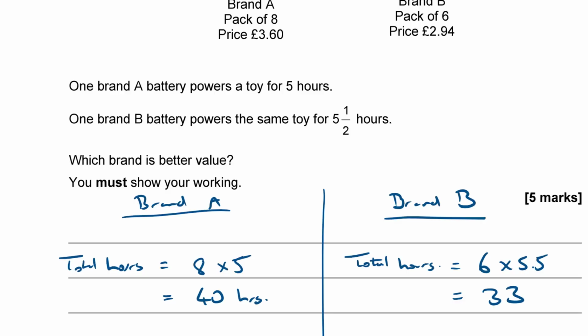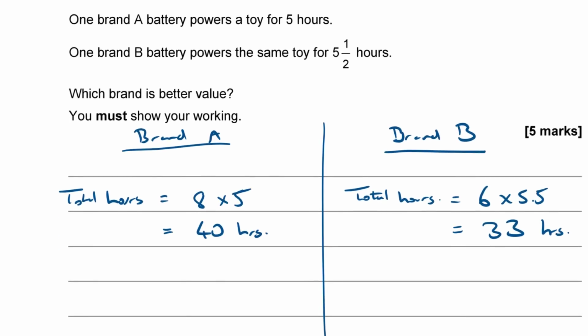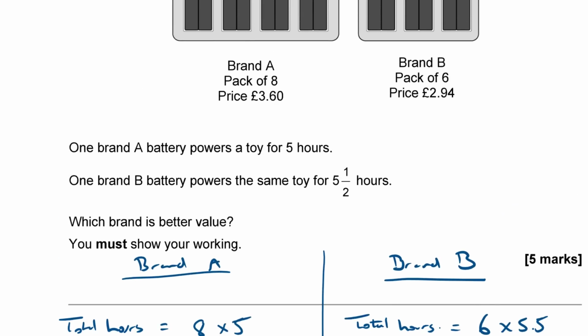So brand B, you've got fewer batteries. Each one lasts longer, but because we've got fewer batteries, it lasts for less time altogether. Okay, so brand A is obviously going to last longer, but also brand A is more expensive. It's £3.60 for a pack of 8, and the other one is £2.94.